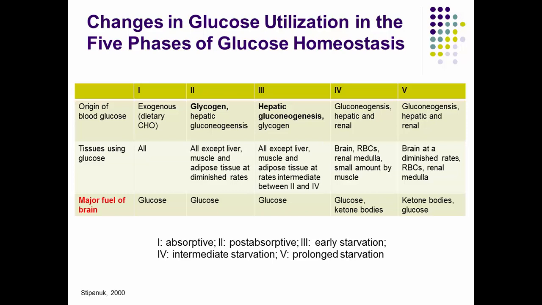So again, during starvation our body utilizes glycogen first, and then makes glucose by gluconeogenesis. The liver plays an important role in the early stage of starvation, and later on the kidney will also become more important to gluconeogenesis.